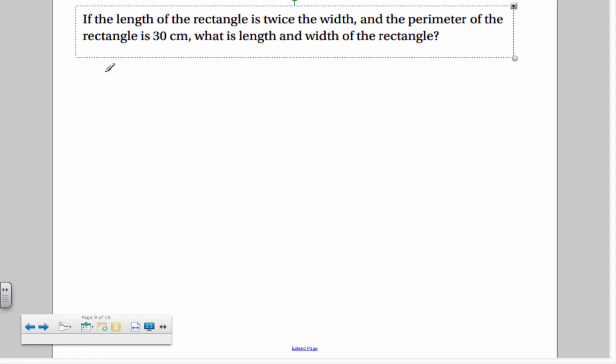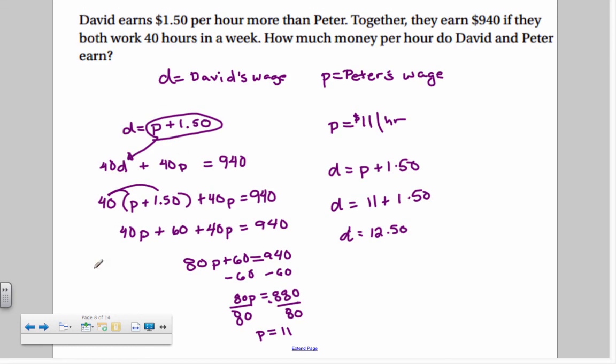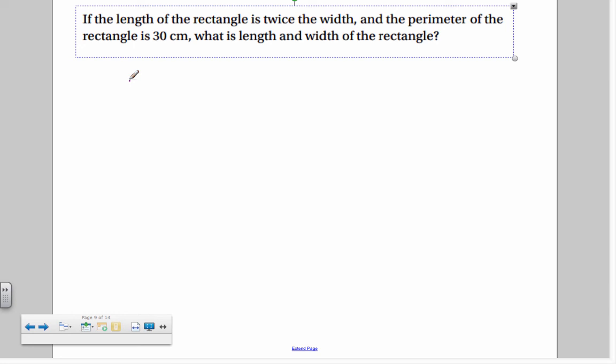Okay, the variables that we have here should be length and width. Length and width are both numbers, and they should be easy to write down. So I have my length and my width.